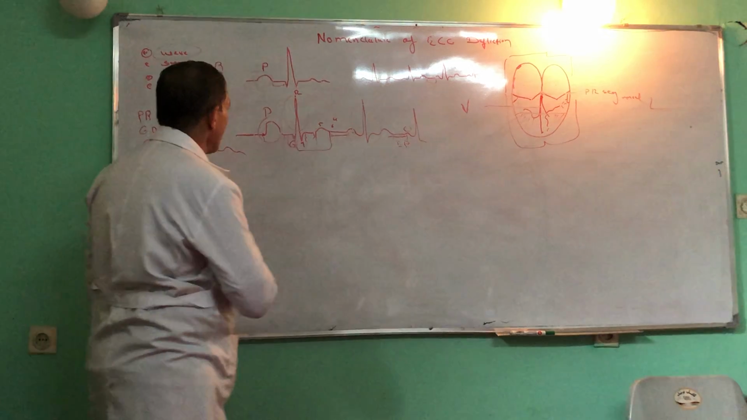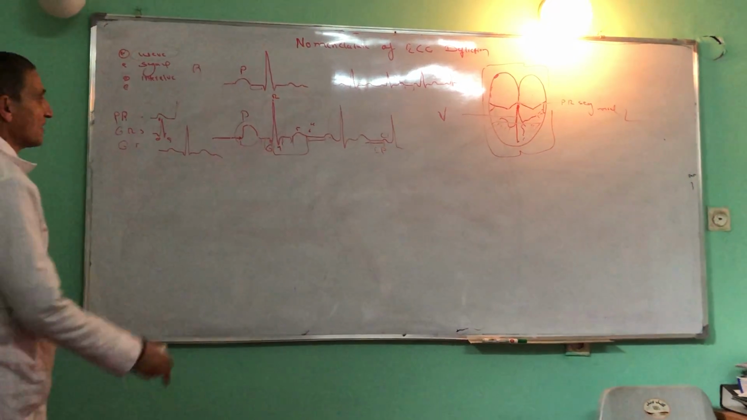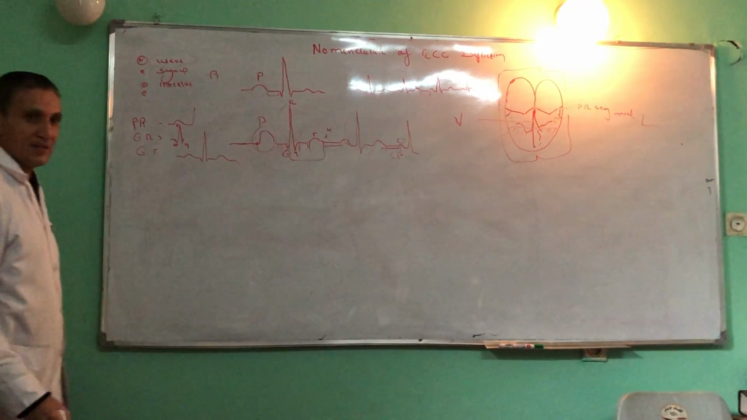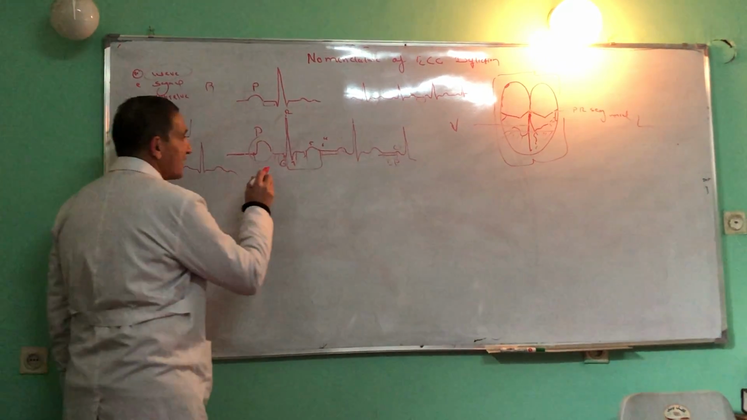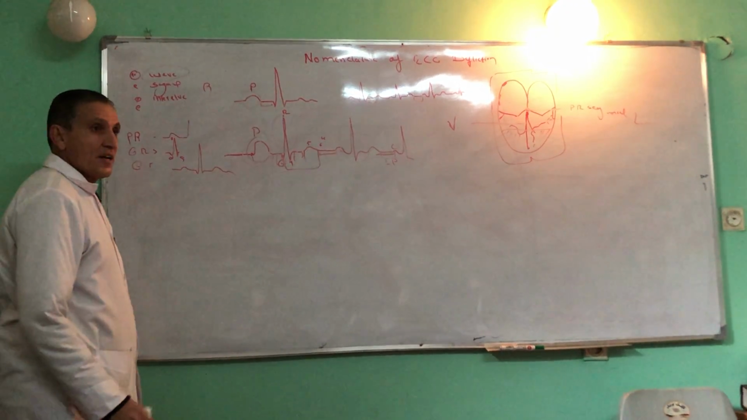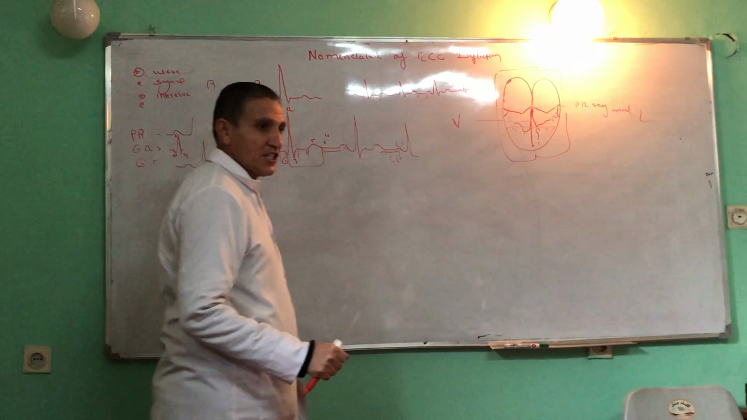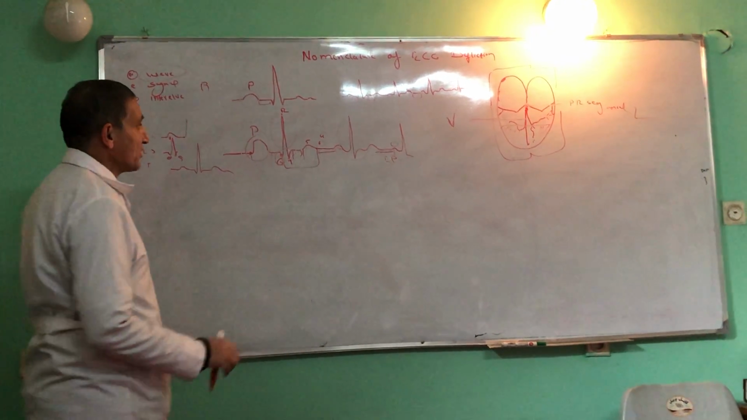Right now, this was about the waves. Let me discuss the segments. The first segment that we see after the P wave is called the PR segment. What does it represent? AV nodal conduction. Another segment is the ST segment. What does the ST segment represent? It represents complete ventricular depolarization, or in the action potential, it represents the plateau phase of the action potential.